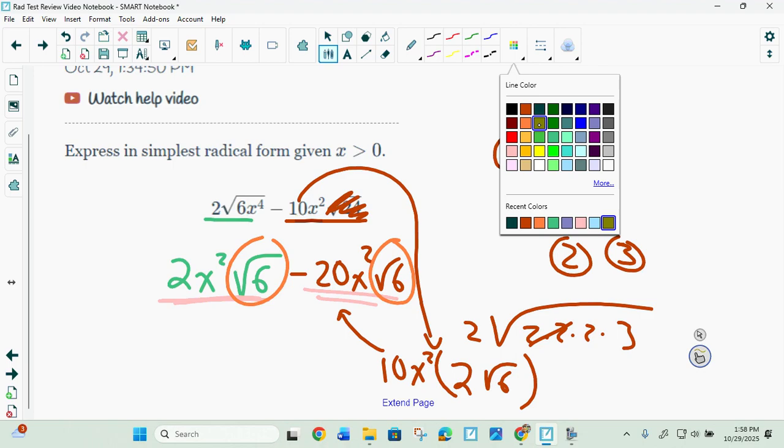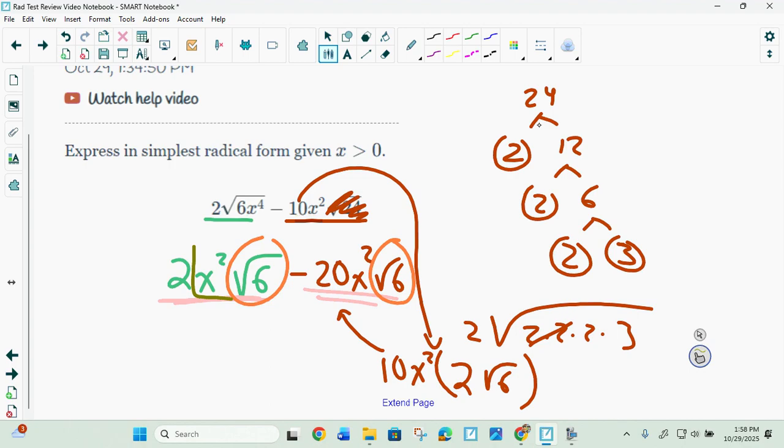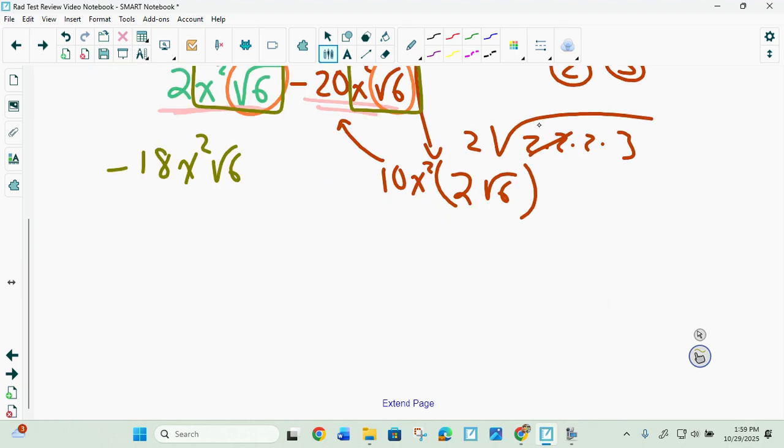So this is 2x squared minus 20. So this is 2. We have 2x squared square root of 6. And we're taking away 20x squared square root of 6. And so, right, those x squareds had to be the same too. So we've got negative 18x squared square root of 6. Could we make it look a little bit better? I don't know. Will Delta Math take that? Or do you have to do this? You tell me in class, right?